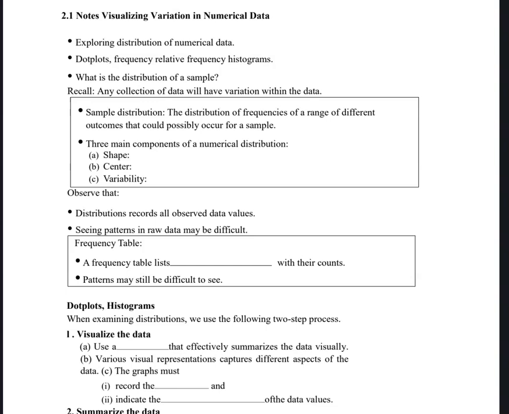So we're looking in this chapter, or at least starting out in this chapter, at numerical data. Remember that numerical data is data that involves measurements or counts of some kind. The objectives we're going to look at are exploring how we use a distribution for numerical data, dot plots, relative frequency and histograms, and what that distribution looks like, how we describe that.